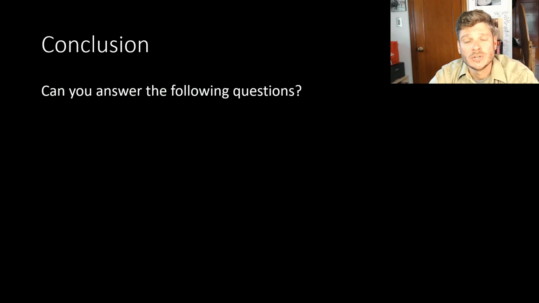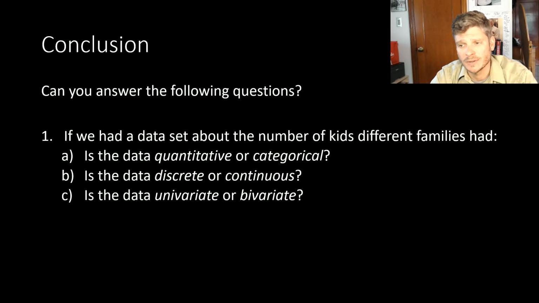All right, so to wrap this up, can you answer the following questions? Question 1, which is a 3-parter. If I had a data set about the number of kids that different families had, my rows are going to be the different families, and one of the columns on my data set is going to be the number of kids in each family. That is the one column that I want to look at. So first of all, if I'm looking at the number of kids, would it be quantitative or categorical? Is it a number or is it going to be a quality?